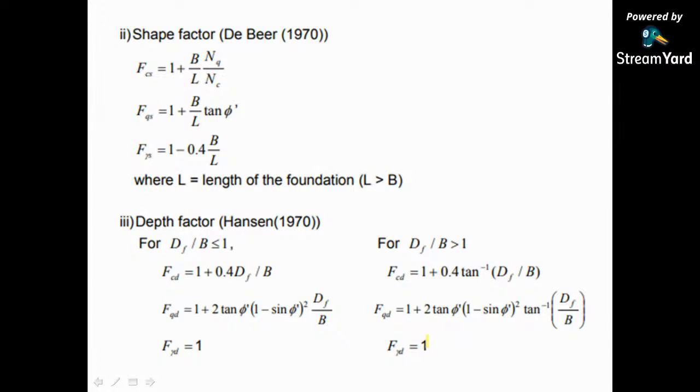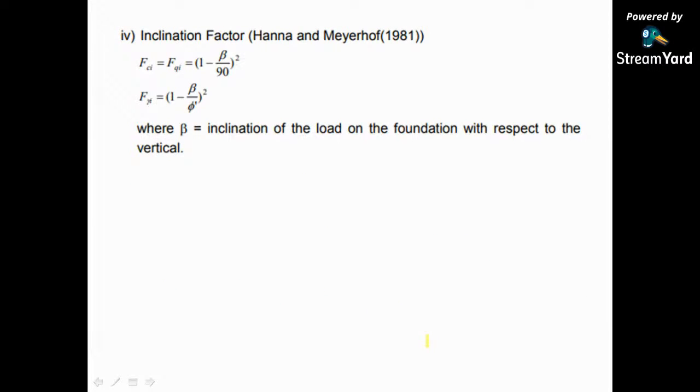All these formulas you have to keep in mind while solving the numericals for calculating the bearing capacity of the soil. The inclination factor was given by Hanna and Meyerhof in 1981. FCI equals FQI equals (1 minus beta upon 90) squared. F gamma I equals (1 minus beta upon phi dash) squared, where beta is the inclination of the load on the foundation with respect to the vertical.